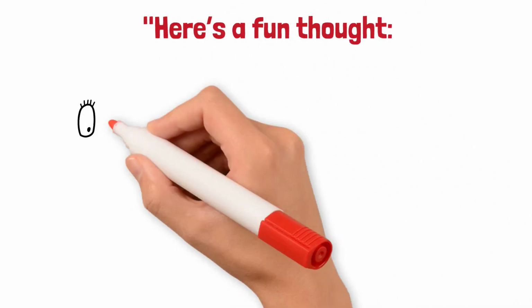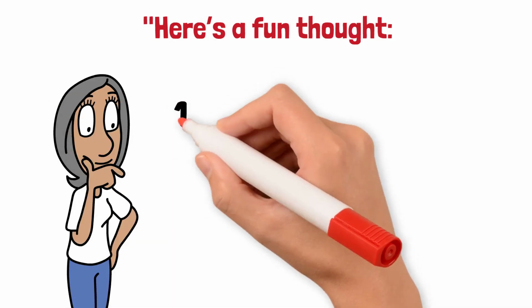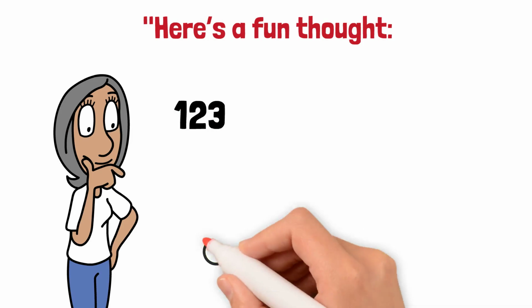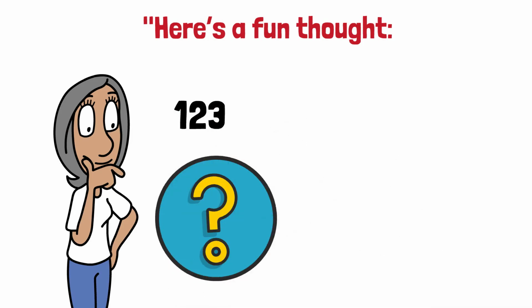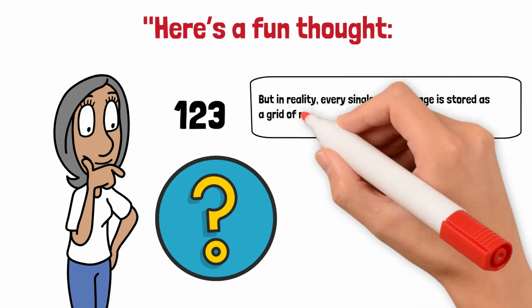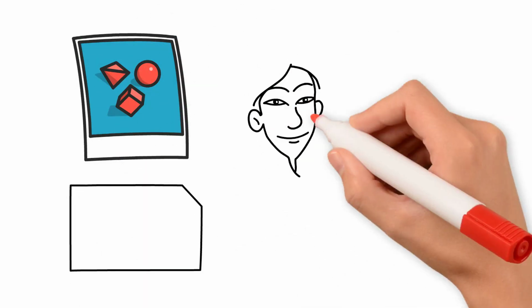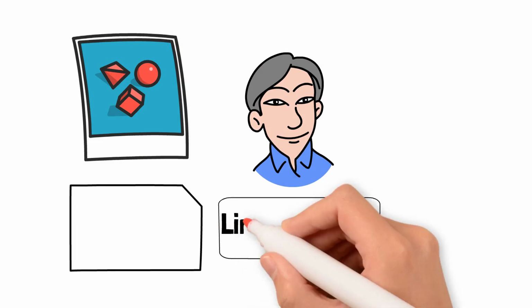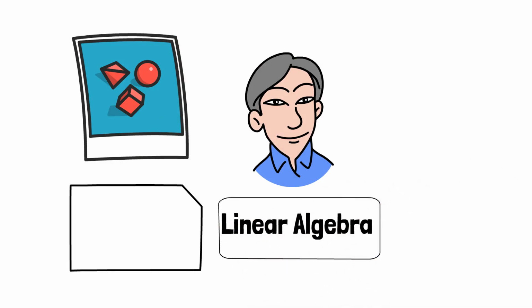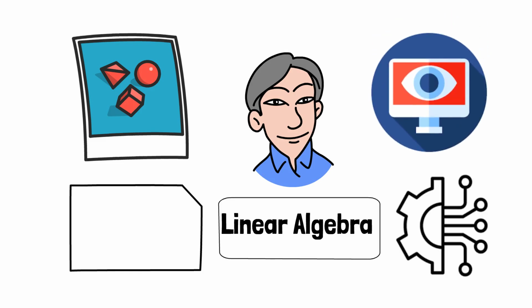Here's a fun thought. Imagine trying to describe a picture, like a simple black and white drawing, using only numbers. Sounds impossible, right? But in reality, every single digital image is stored as a grid of numbers, rows and columns filled with values. That's a matrix. And the tools we use to manipulate those numbers, to sharpen an image, detect edges, or even recognize a face, all come from linear algebra. So in a way, linear algebra is the silent artist behind computer vision, deep learning, and so much more.